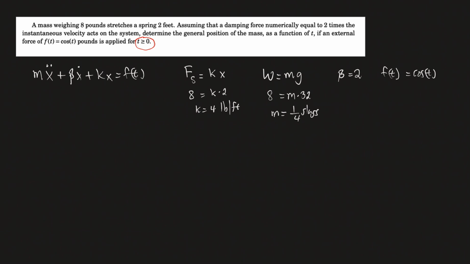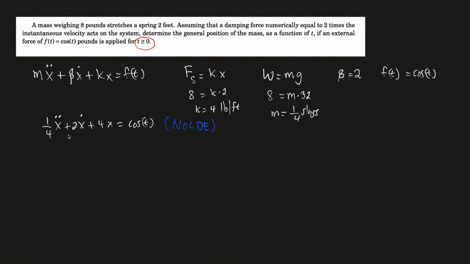All right, so then let's write down the differential equation that we have. We have 1/4 times x double dot plus 2 x dot plus 4 times x is equal to cosine of t. This is a non-homogeneous equation, so we're going to have to solve this in 2 steps. We're going to have to find our x sub c and our x sub p.